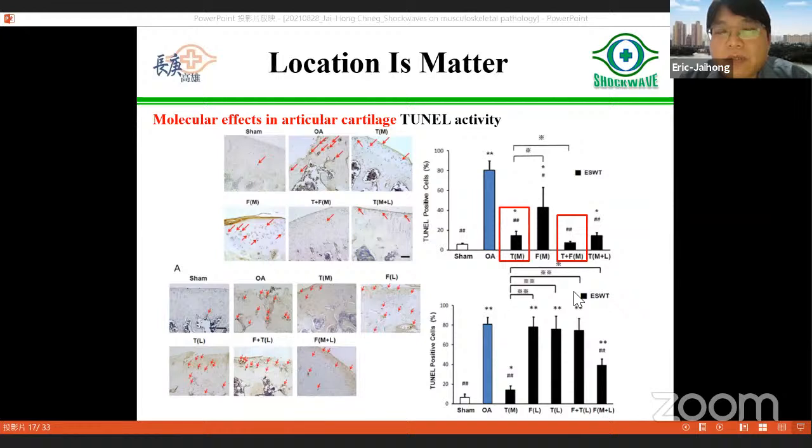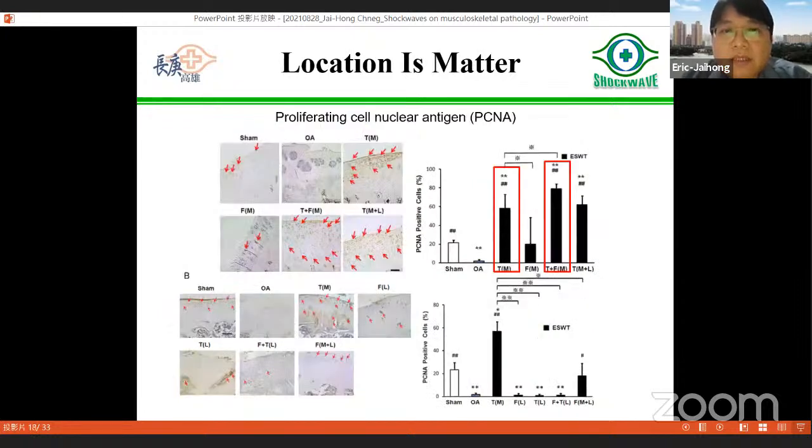Next, for the molecular effect in articular cartilage, we analyzed the TUNEL activity. This is an apoptotic marker. In the immunological staining, we can see Shockwave applied to the medial femur and tibia can suppress the TUNEL activity more than other locations. This is the proliferating cell nuclear antigen, and we can see the cartilage proliferation. According to this result, Shockwave applied to the medial femur and tibia is better than other locations.